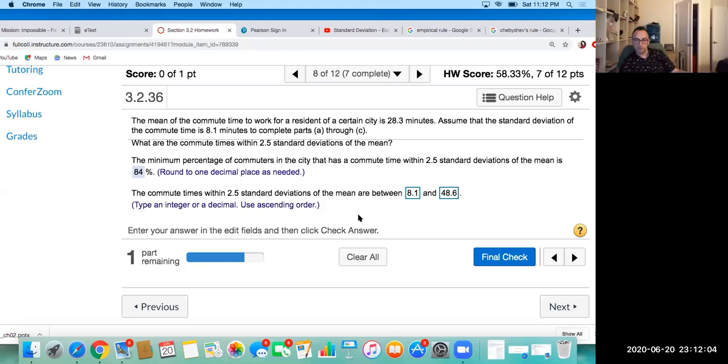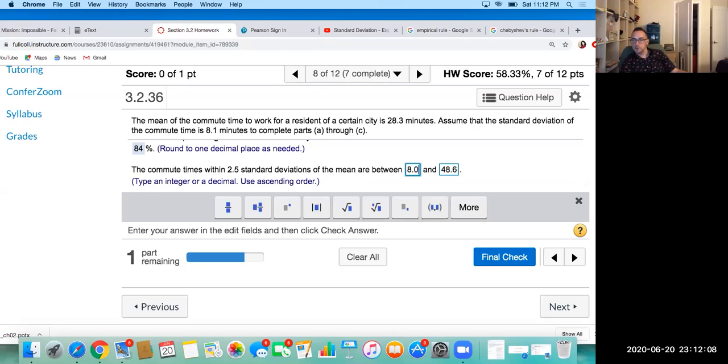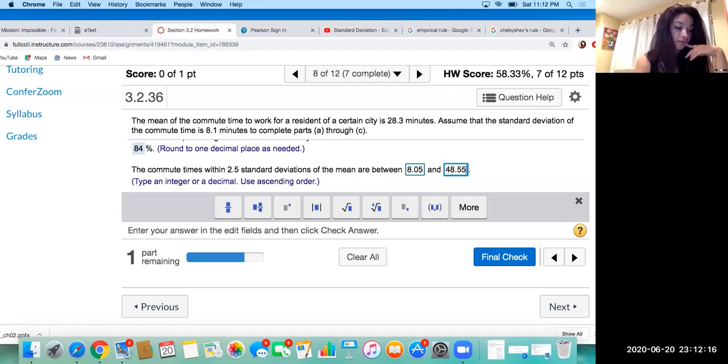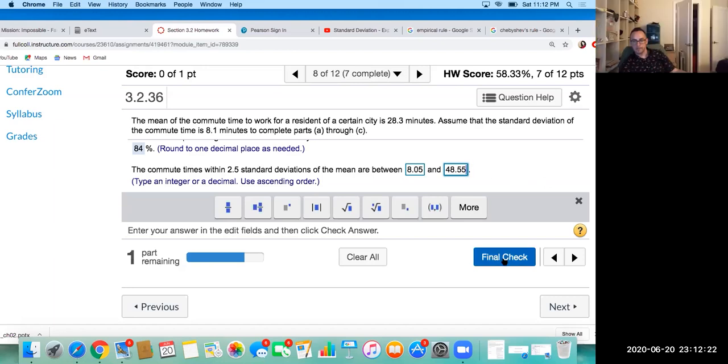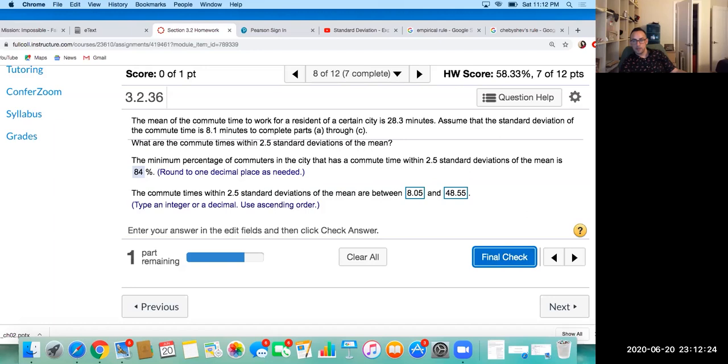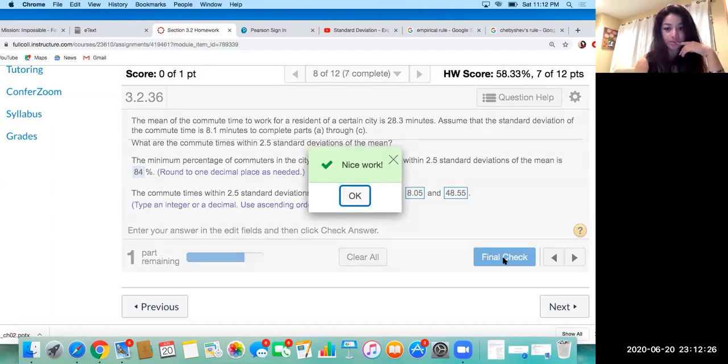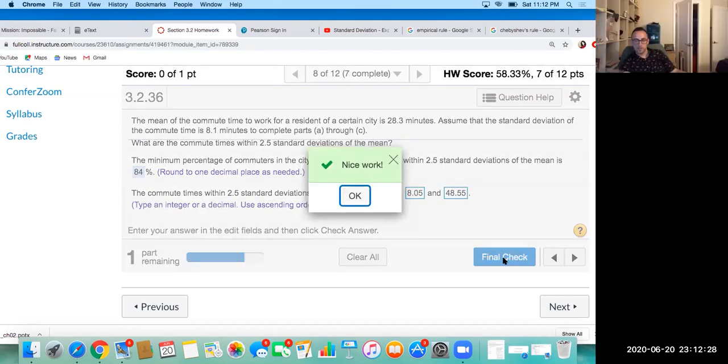Try 8.05, I guess. I don't know why it doesn't tell us what to round to, so it's a stupid question. And then what's this? 48 point what? 48.55. That will be 28.3 plus 20.25. Yeah, try that. Okay. All that because they didn't give us the correct directions.